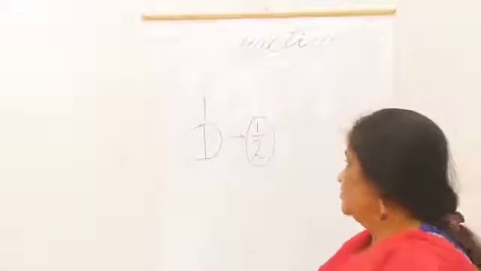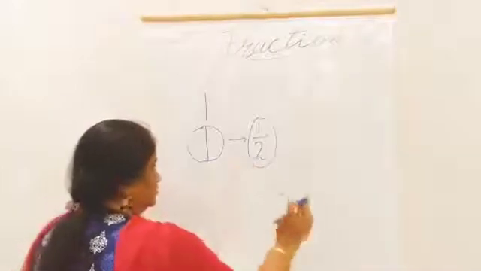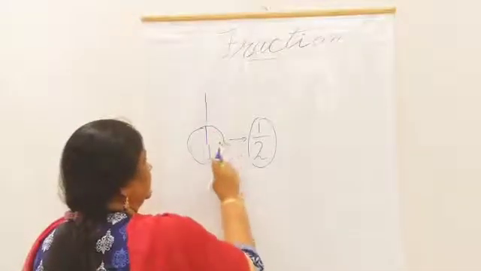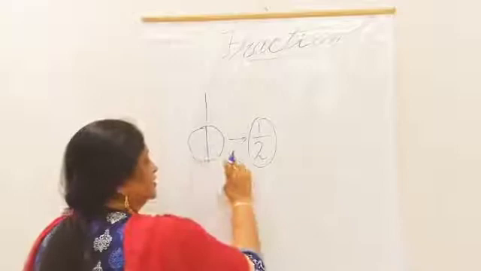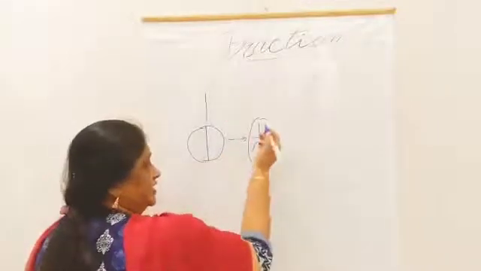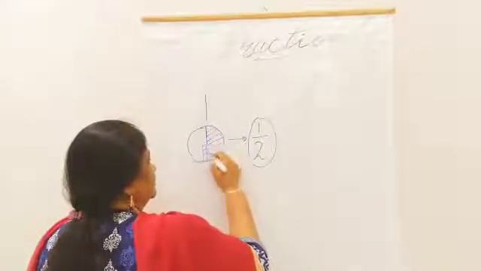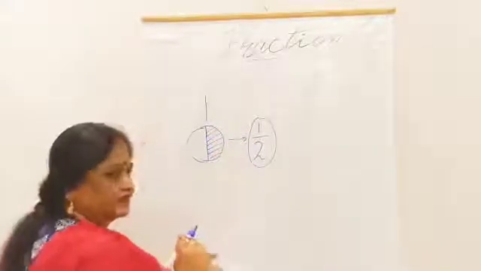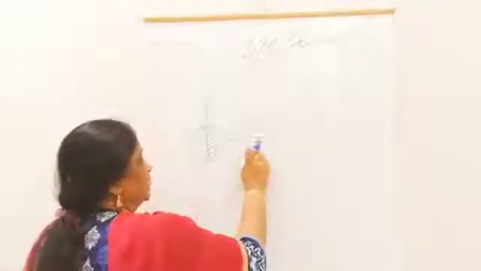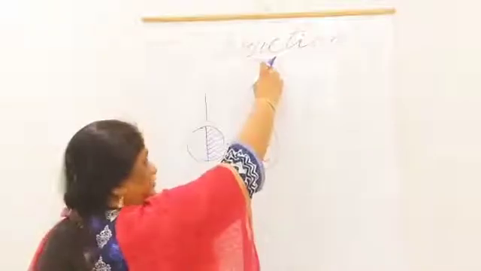So children, what I taught you is that I have made a circle and I want you to write half. How many parts have I made? Two parts. This two is represented here. And how many parts have I taken? I have taken one part only. That means out of two, one. And this way when we represent a number, that is called a fraction.